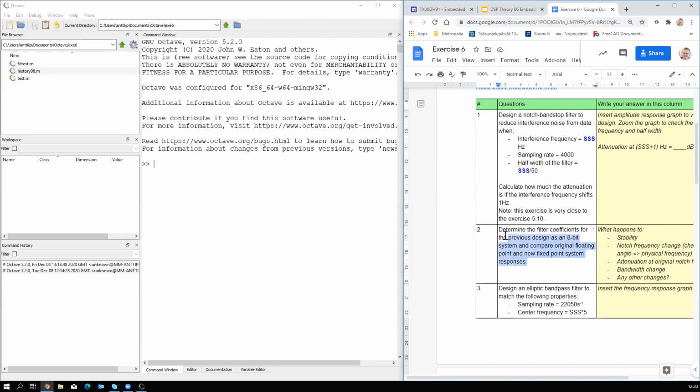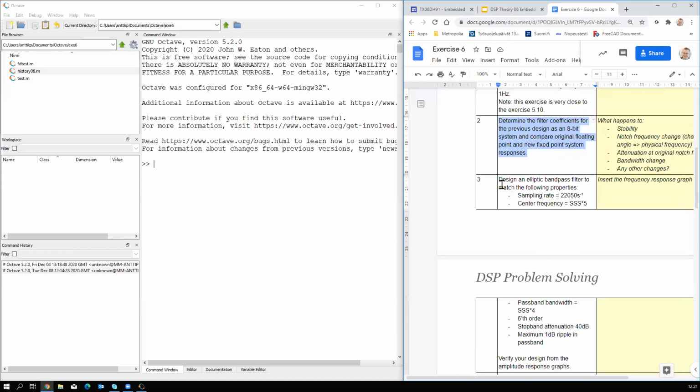And the second one is about filter coefficients, and if you have only 8 bits for calculations. I know this is a little bit drastic. Nobody uses 8-bit processors anymore, since the ARM processors are pretty cheap on new designs. But anyways, this is educational.